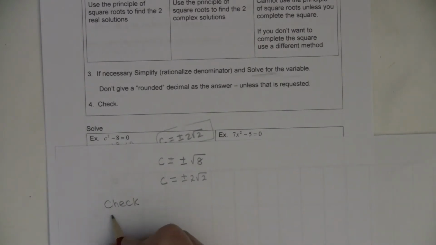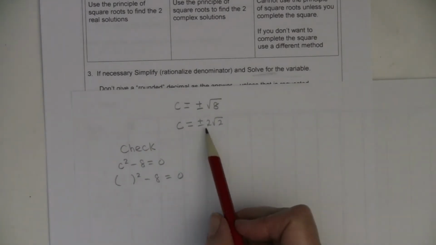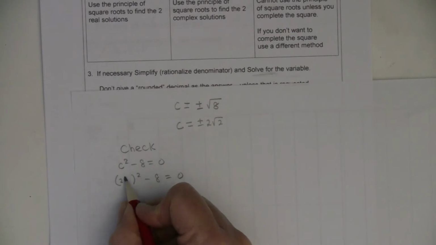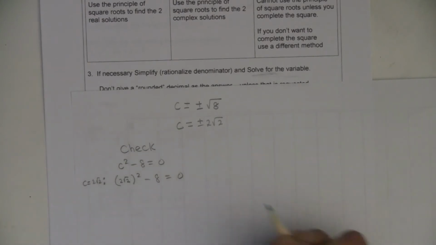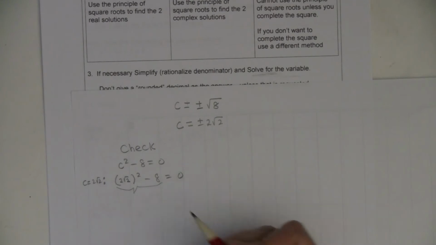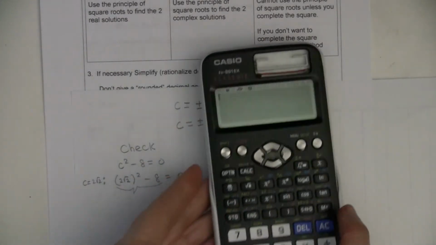So we have c squared minus 8 equals 0. And we have two values for c. We have c that is either positive 2 square roots of 2, so I'm going to use the positive one here, 2 square roots of 2. So this is when c is positive 2 square roots of 2, and then I'm going to take away 8, and that ought to give 0. And I'm going to put that in my calculator to check it.